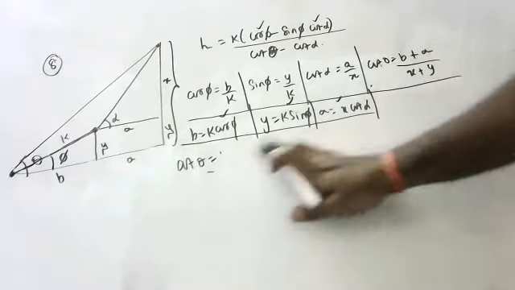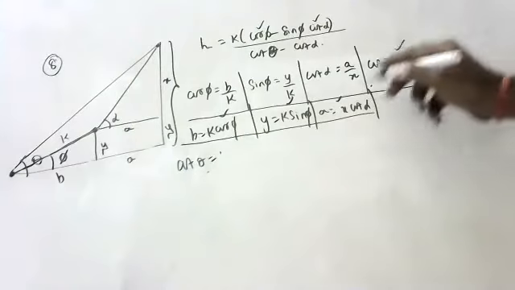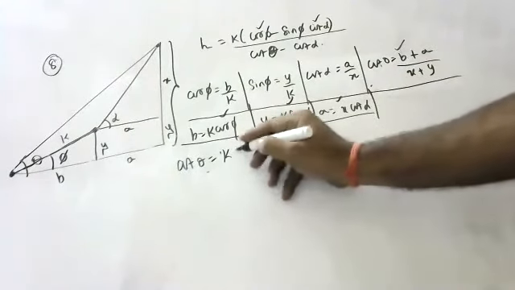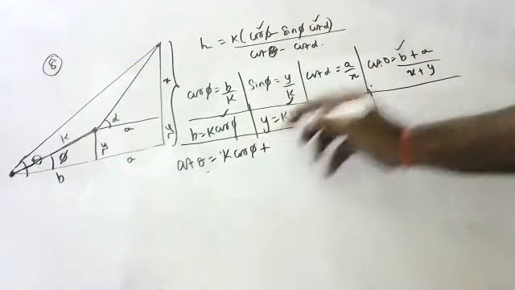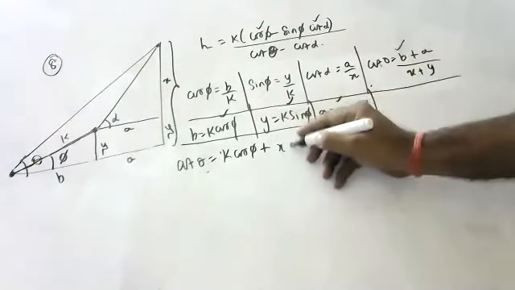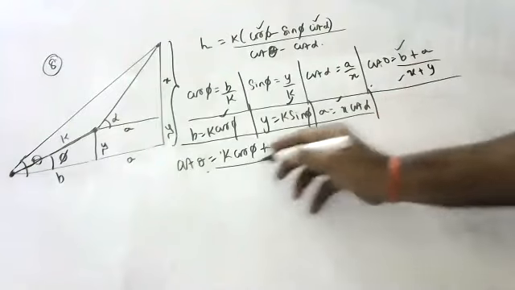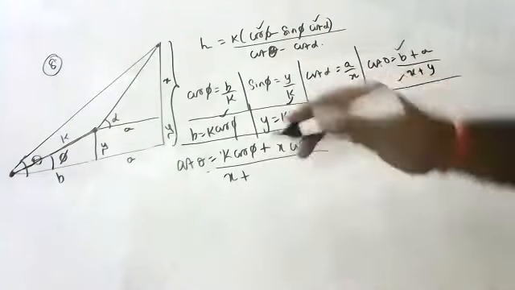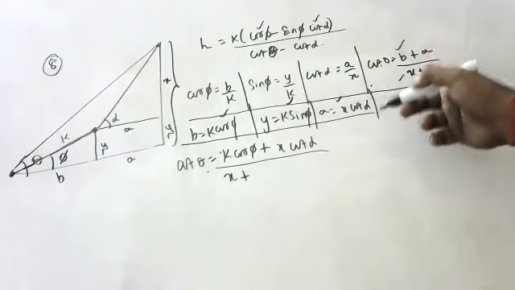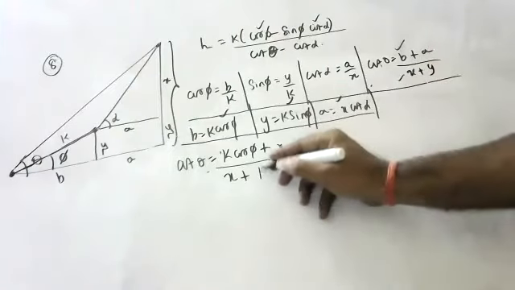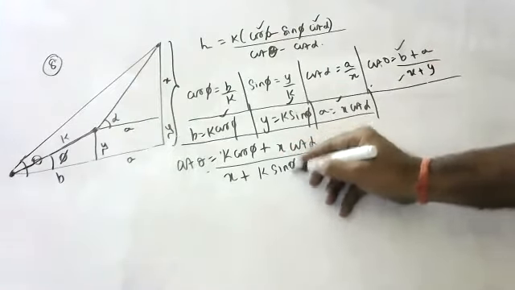One second, sorry. What is b, children? k cos phi. k cos phi plus a is what? x cot alpha. What is x? a by cot alpha, x is not there. What is y? k sin phi.